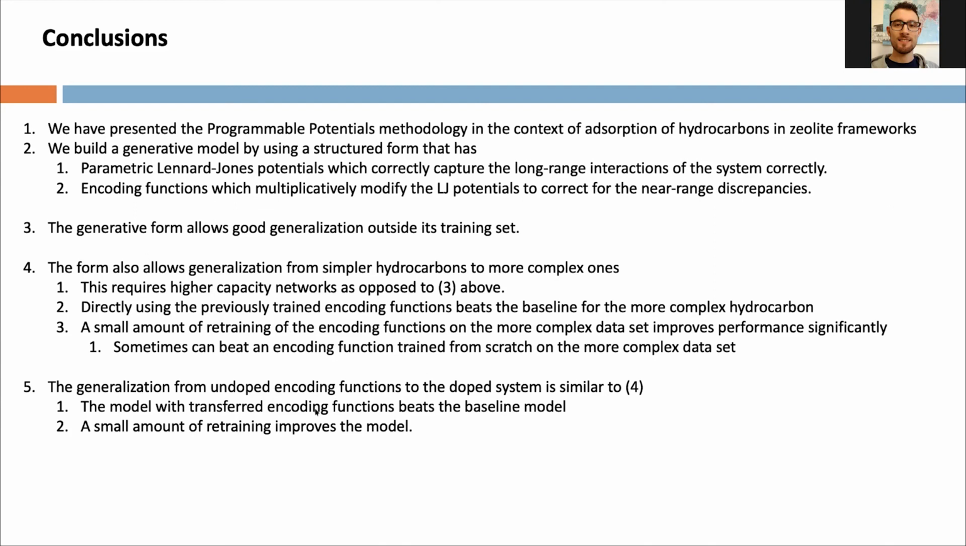And then we also generalize from the undoped encoding function to the doped. With a little bit of retraining, we are actually able to improve the models.